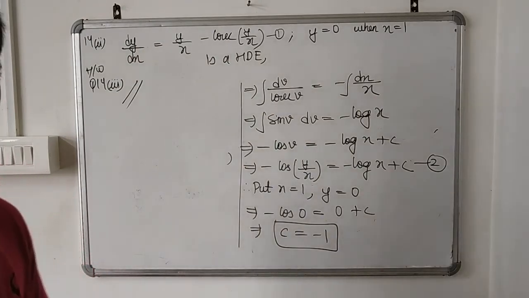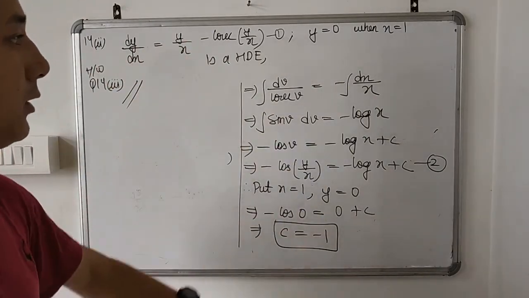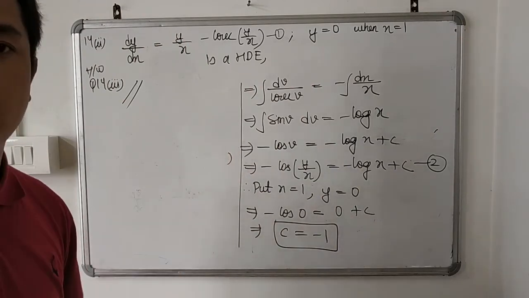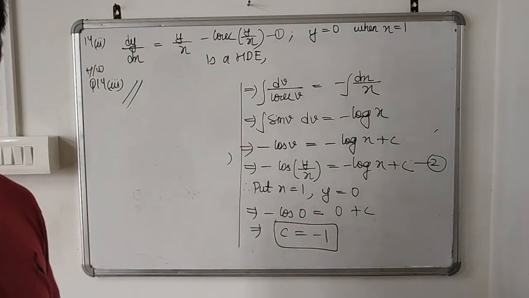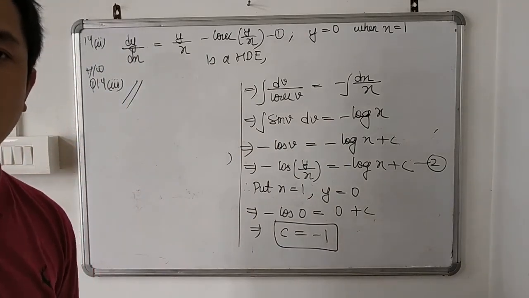I hope you are clear with homogeneous differential equation. So if a question comes in IISc, it comes for 4 to 5 marks from this homogeneous differential equation. Please do the sums which I have done properly out here.